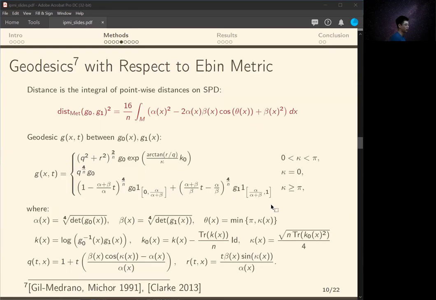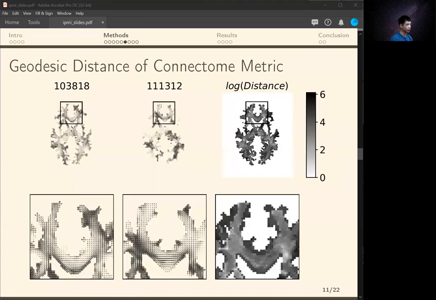Here are the mathematical foundations of the metric. I will not dive into this. I will also leave it to the readers who are interested. So here is the visualization of the geodesic distance of connectome metrics from the Human Connectome Project.